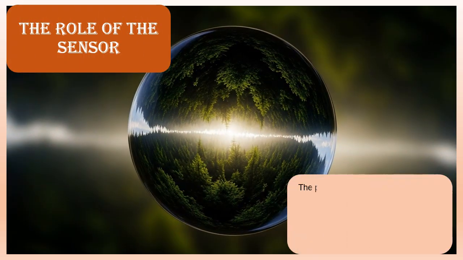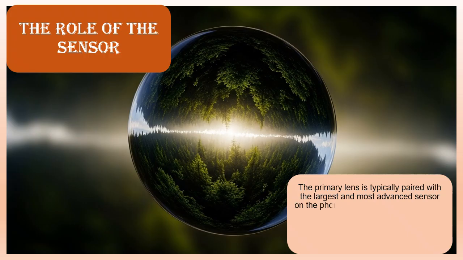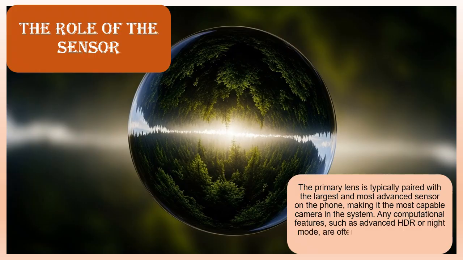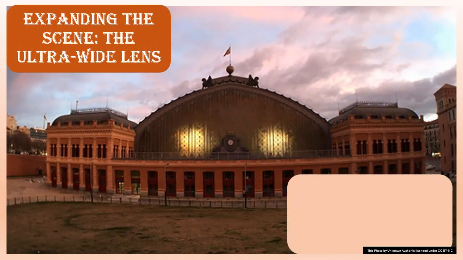The role of the sensor. The primary lens is typically paired with the largest and most advanced sensor on the phone, making it the most capable camera in the system. Any computational features, such as advanced HDR or night mode, are often optimized to deliver the best results using this main lens. Expanding the scene, the ultra-wide lens.